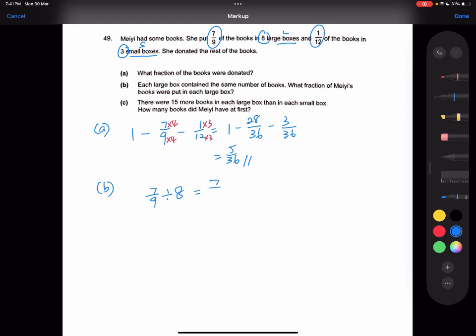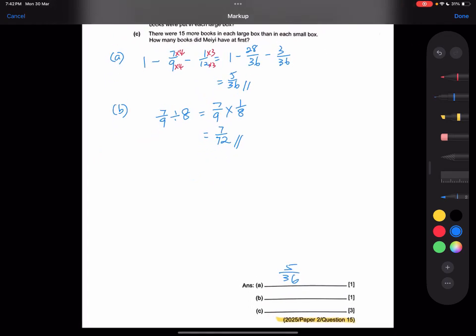Alright, to do a division for fraction, you swap over, change 8 into 1/8. Right? 7/9 divided by 8 is equal to 7/9 times 1/8. That will give us 7/72. 7/72 of the books were put in each large box. This is our answer for part B. 7/72.